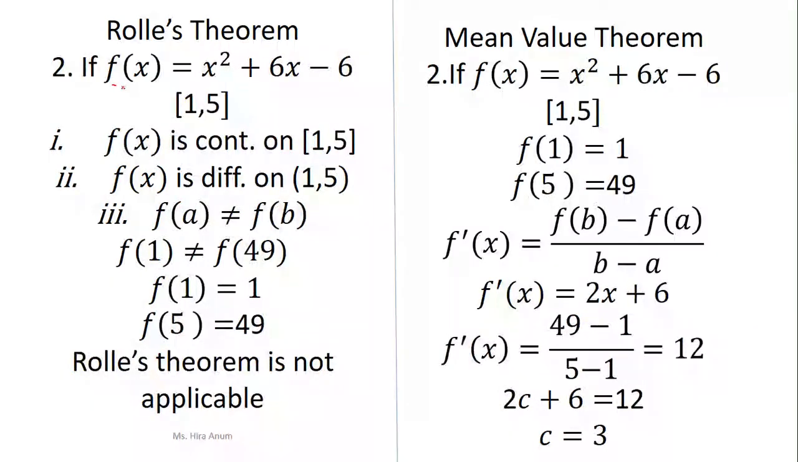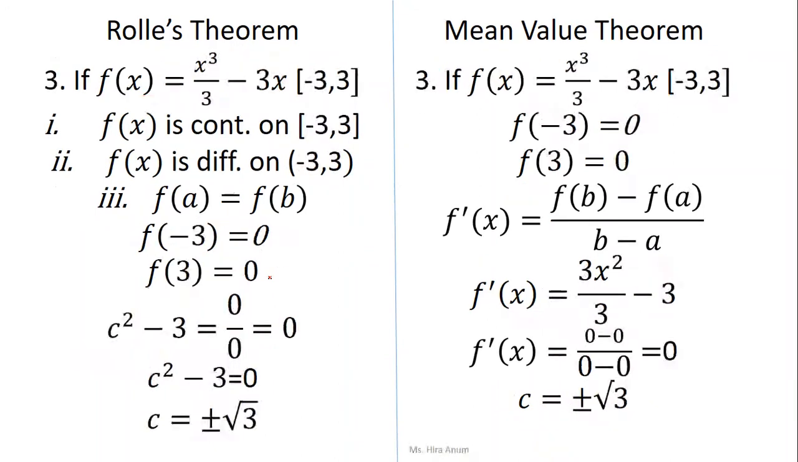Another example, f of x equals x square plus 6x minus 6, interval 1 to 5. F of x is continuous on the closed interval and differentiable on the open interval. Here you can see f of a is not equal to f of b. When we put 1 in the function, our answer is 1. When we put 5 in the function, it gives 49. So the third condition is not satisfied, so we can't apply Rolle's theorem.